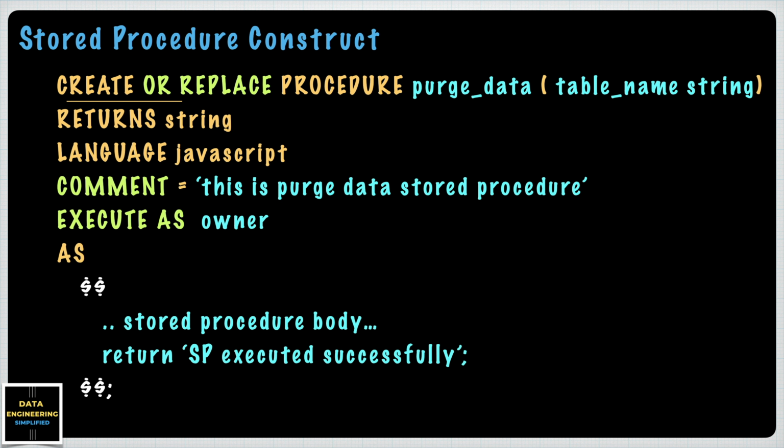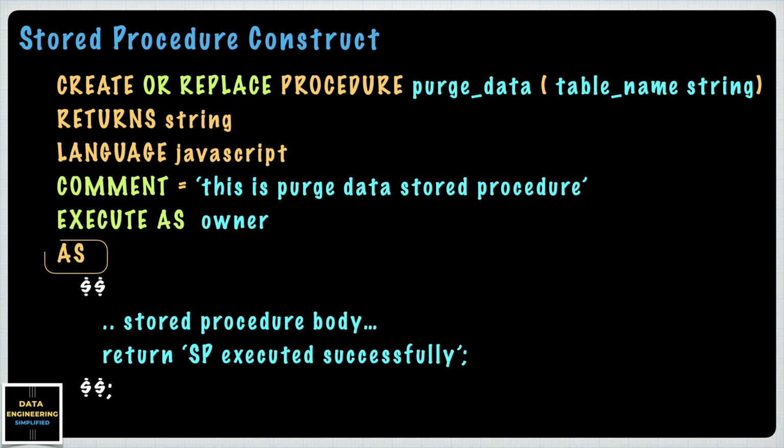A stored procedure always returns a value and the return keyword along with the return data type is a must in the definition section as highlighted. However, it is not a must to have a return keyword in the procedure body. The default language for a stored procedure is SQL, and if you are writing a JavaScript based stored procedure, in that case you have to specify JavaScript as a value for the language parameter in the stored procedure definition.